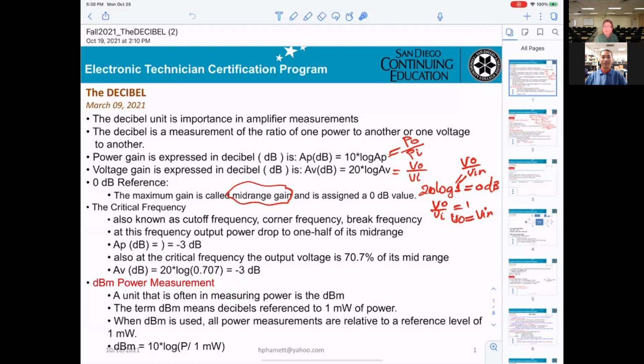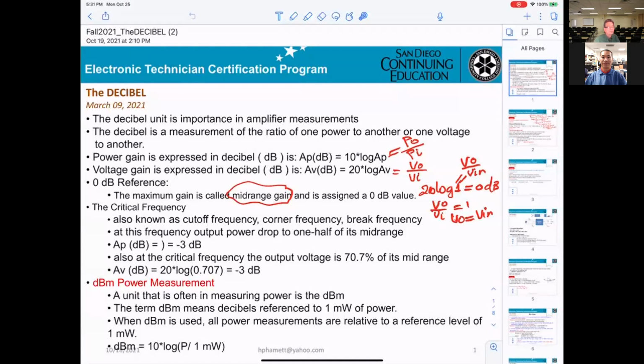And then dBm, power measurement. A unit often used to measure power is the dBm. Outside of this, you don't know anything about dBm. However, if you are working in the lab, especially the radio frequency lab, when you measure, they give you dBm. However, we do not deal with dBm. For power, we deal with watts, milliwatts, or kilowatts. So we have to have a way of converting from dBm to watts, milliwatts, or kilowatts.